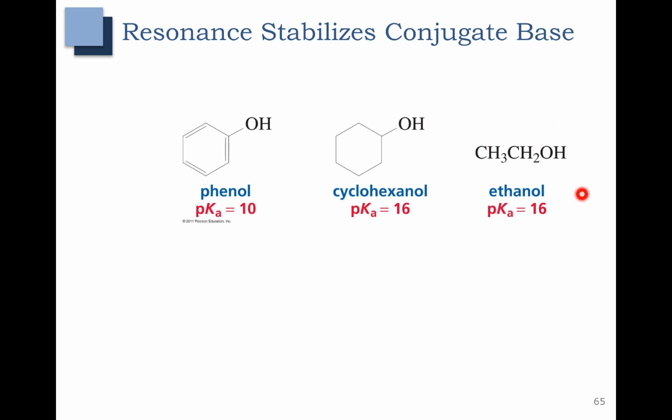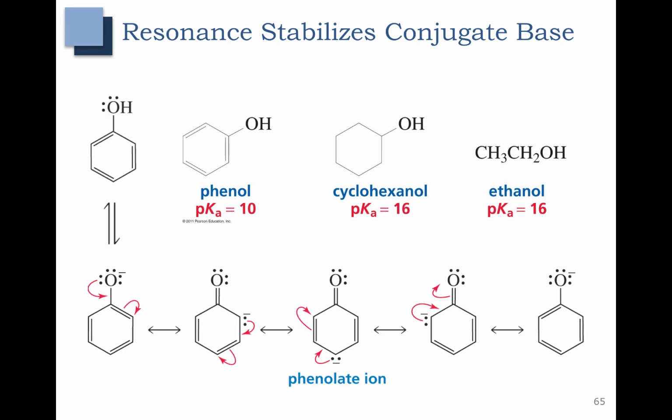We have ethanol over here on the right, and its pKa compared to cyclohexanol is effectively the same. There's a very, very small difference here. But if we compare to phenol, you see a significant drop in pKa. Phenol is much more acidic. Why is that the case? Well, when phenol gets deprotonated, you have lots of resonance structures. When cyclohexanol or ethanol get deprotonated, you don't have any resonance.